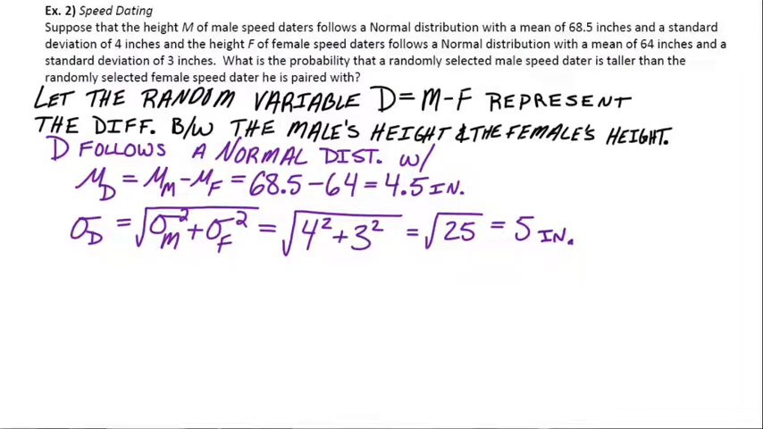Okay, so we got this random variable D. It's normally distributed. We know the mean, and we know the standard deviation. So that's going to help us answer this normal calculation. Think about the actual question for a moment. It says, what's the probability that a randomly selected male speed dater is taller than the randomly selected female dater he is paired with? So as far as the probability notation goes, that's the probability that the male is taller than the female. So that's the actual question.